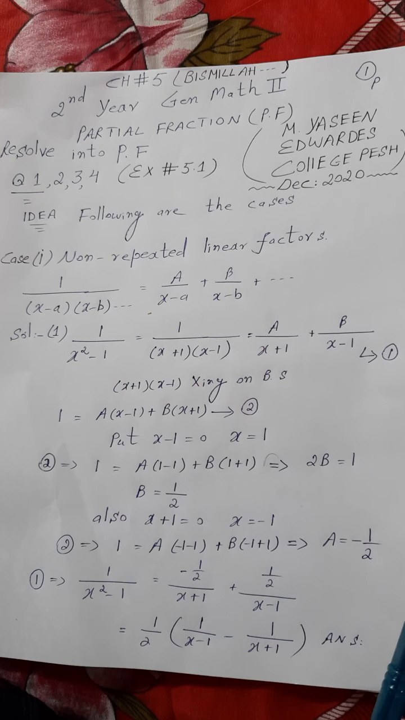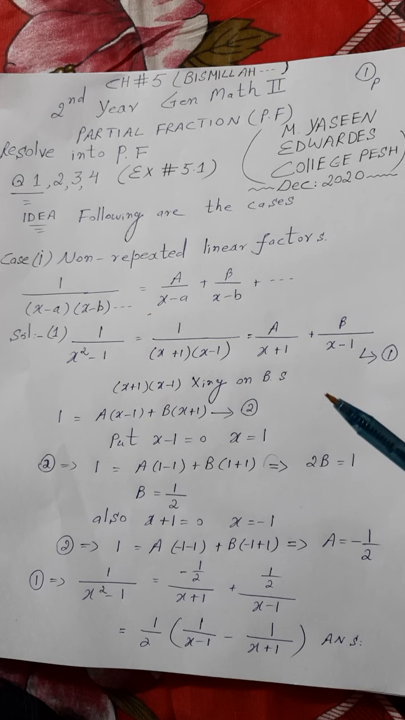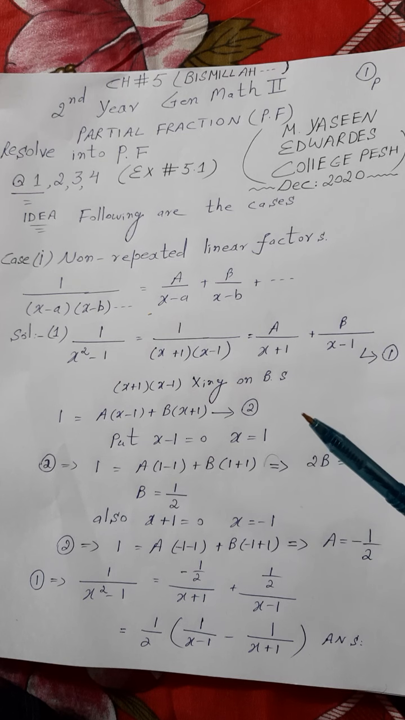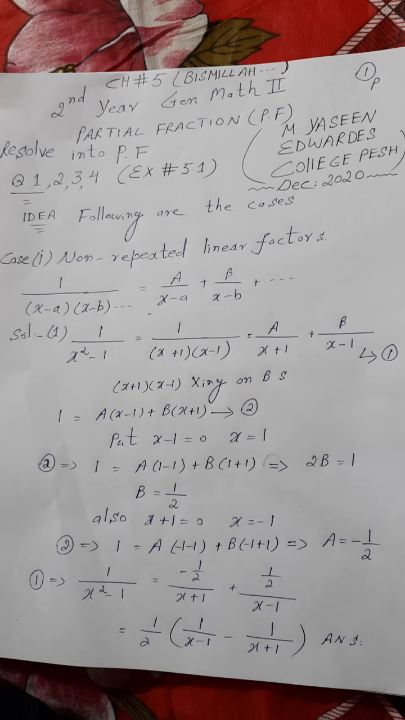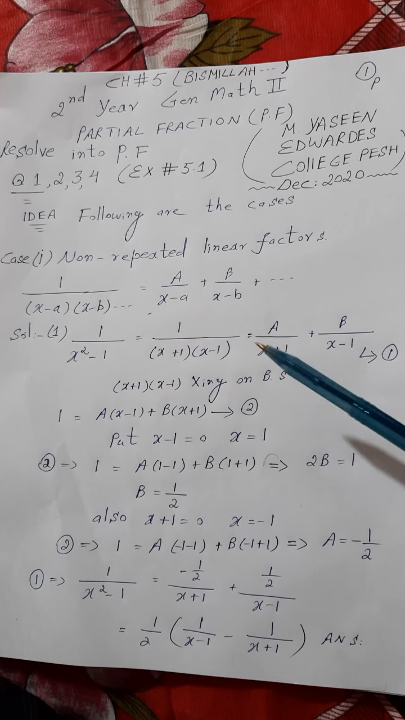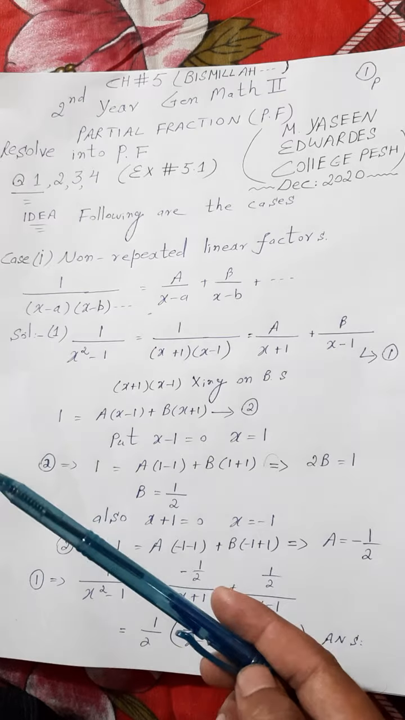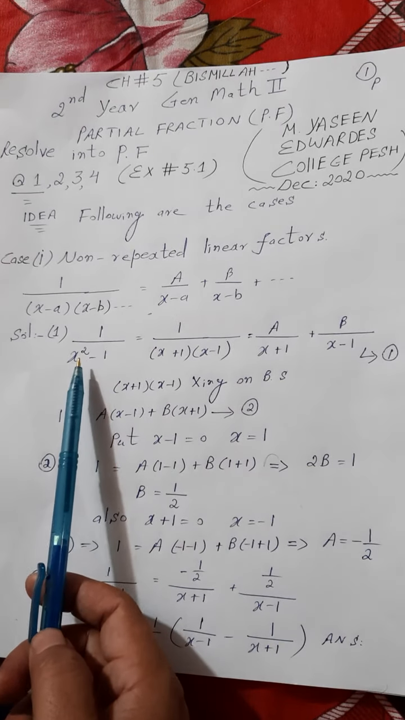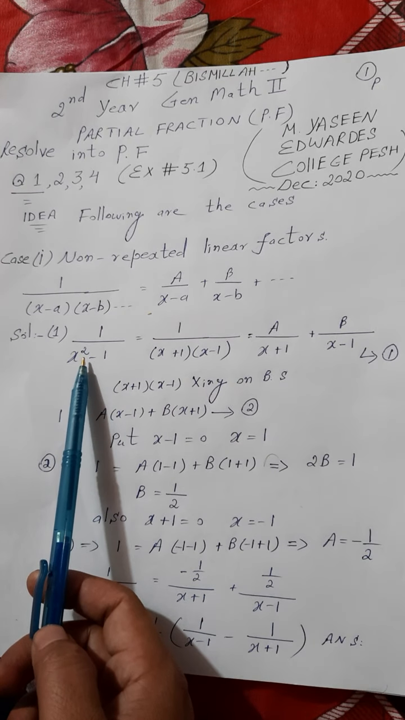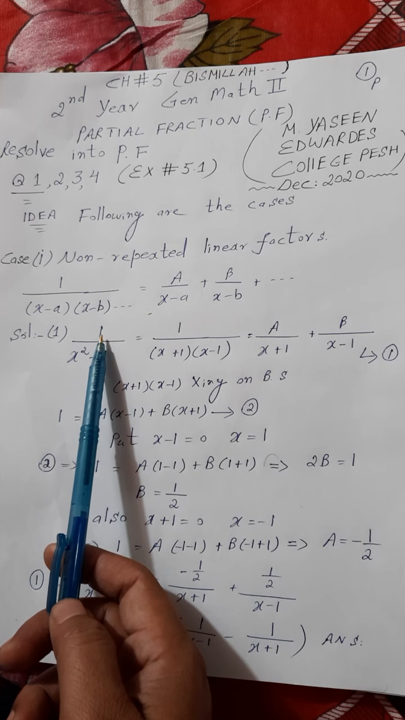One is called proper fraction and the other is called improper fraction. If the degree of the denominator and the numerator is the same, then this is called an improper fraction. Or if the degree of the numerator is greater than the degree of the denominator, this is also called an improper fraction. Only in one case, if the degree of the denominator is greater as compared to the numerator, it is proper. For example, in this case the degree of the denominator is 2 and the degree of the numerator is 0.